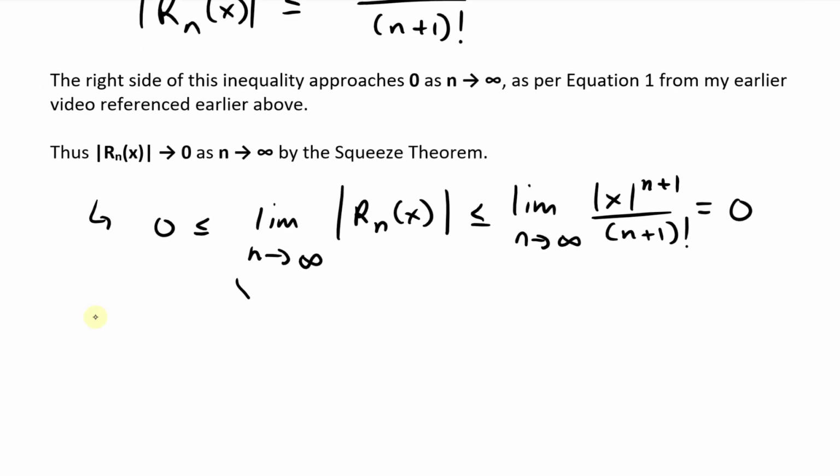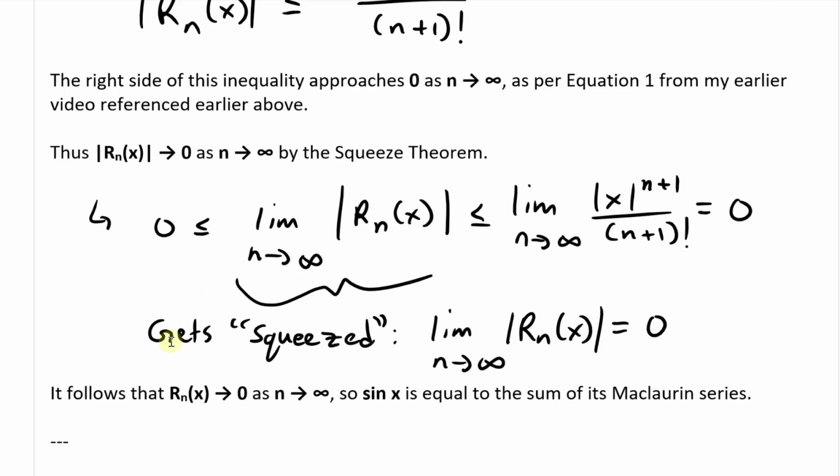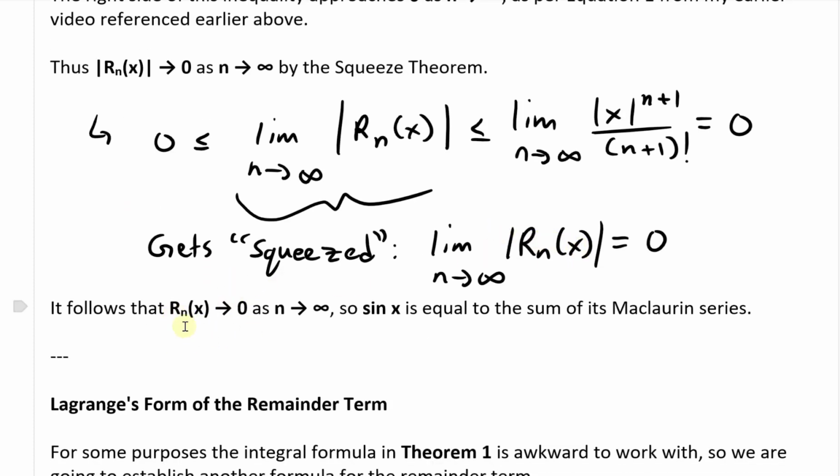So in other words, this right here gets squeezed. Thus this also approaches 0. If it's less than or equal to something approaching 0 and greater than or equal to 0, and the limits of those are both 0, then it's just 0. It's approaching 0 because both sides are approaching 0, and it gets squeezed inside. So the limit of the absolute value of Rn of x is equal to 0. And because the absolute value is approaching 0, without the absolute value it is still approaching 0. So the remainder Rn of x is approaching 0 as n approaches infinity.